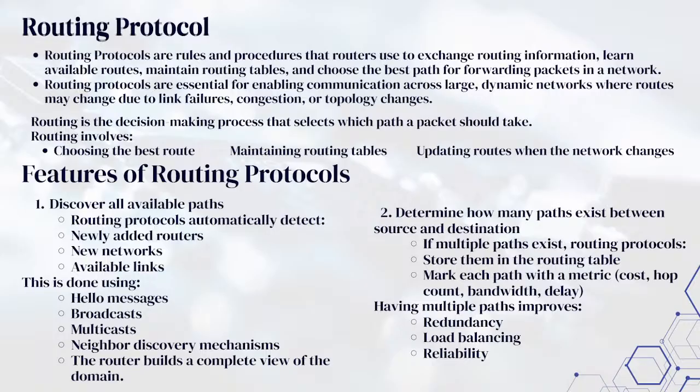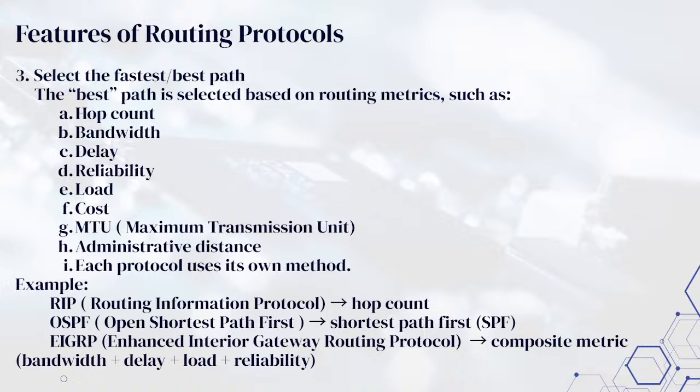Okay, so by using this routing protocol, what benefit are we getting? It may reduce failures and reduce congestion in between when packets are sent from source to destination. For that purpose we are using this routing protocol. It will choose the best route, maintain the routing table, and update the routes when the network changes. Okay, now the third feature, as we said, is that it will select the best or fastest path.